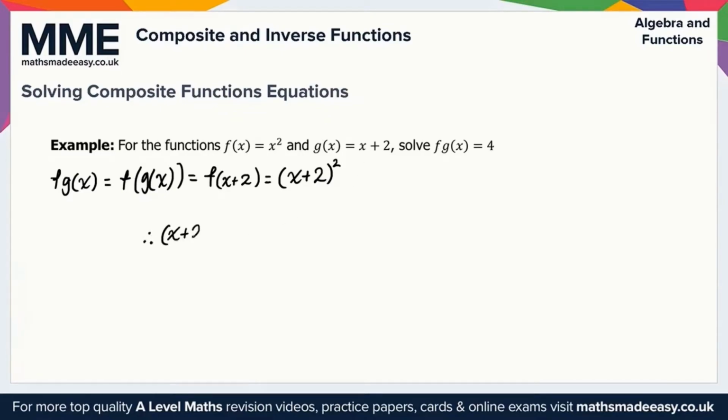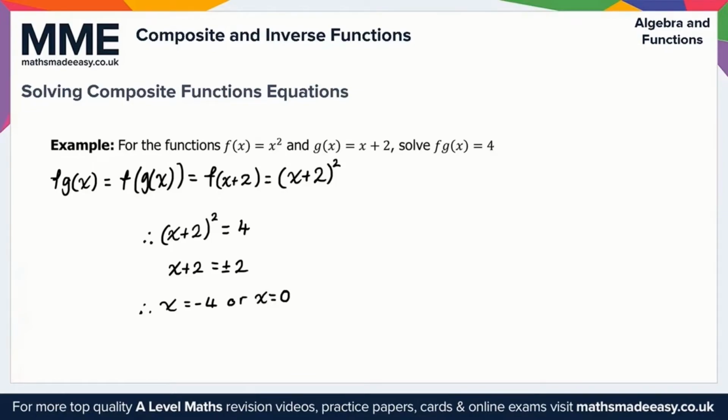So this is fg of x, and therefore x plus 2 all squared is equal to 4. We could take the square root of the left hand side and the right hand side, which would give us x plus 2 is equal to plus or minus 2. Don't forget the negative solution here. Therefore we obtain two solutions: x is equal to minus 4 or x equals 0.